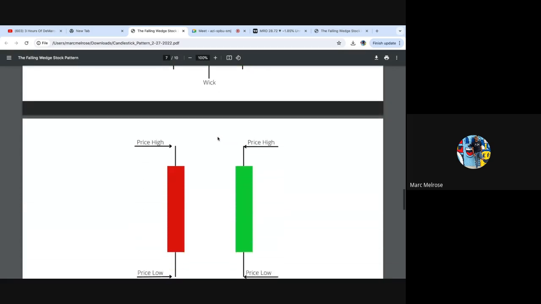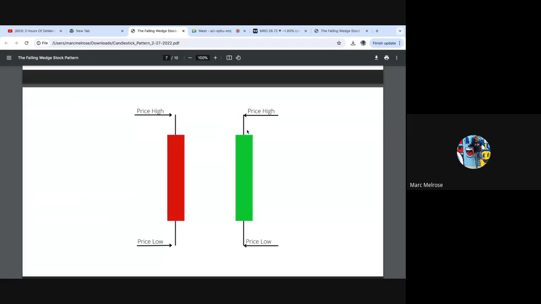All right. And then you have the price highs and the price lows. For either candlestick, the price high is always at the top and the price low is always at the bottom. This signifies the lowest price and the highest price that the stock has reached. Sometimes if there's no wick, the opening and closing price will be the price high and the price low. But you'll always be able to determine the highest or lowest price the stock has gotten to.